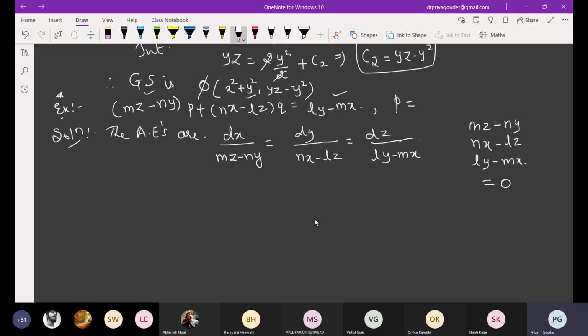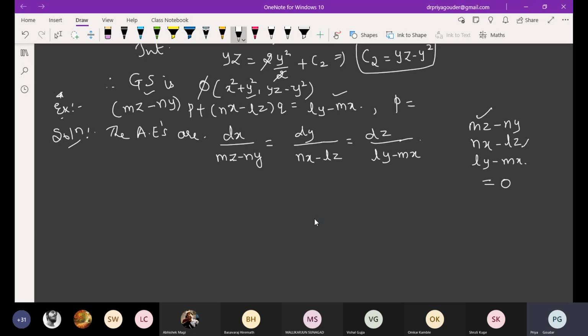Everything should get cancelled. You should get it as 0. And luckily we have three positive terms and three negative terms, so obviously this can be easily cancelled. Only thing, the coefficient of z is m here and the coefficient of z is l here. If I add it, can I cancel it surely?